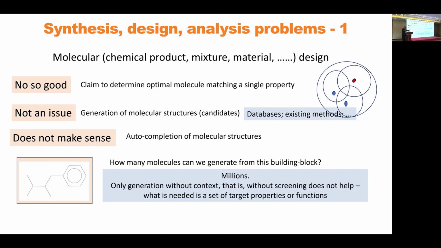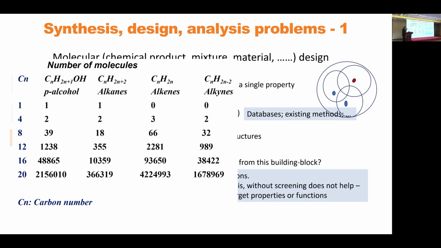Then there is a lot of work these days. People are claiming they use generative AI or graph neural network or GCM or other things. They can generate all molecular structures. And I would say that is not an issue. There are databases now with 12 million chemicals already. People have found them, and you can find them in PubChem. So what is this big issue of generating all these chemicals? It's already there. And I created this table more than 20 years ago.